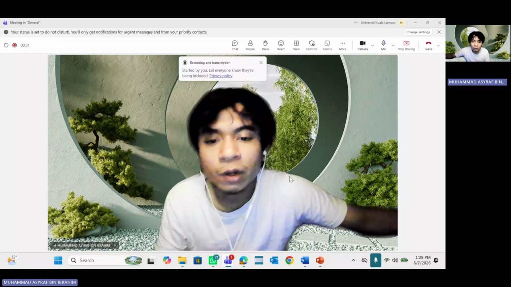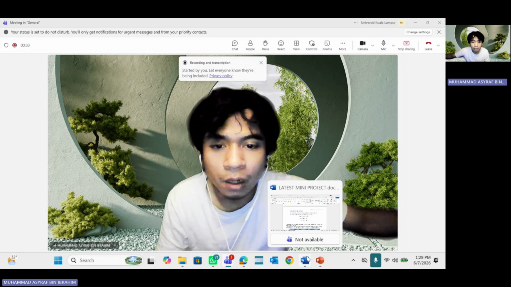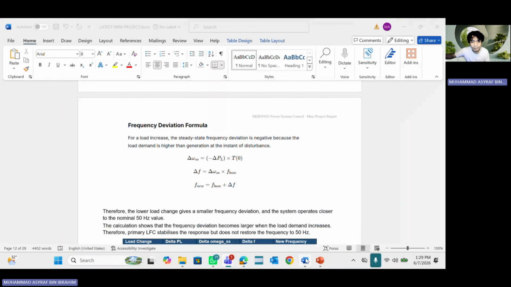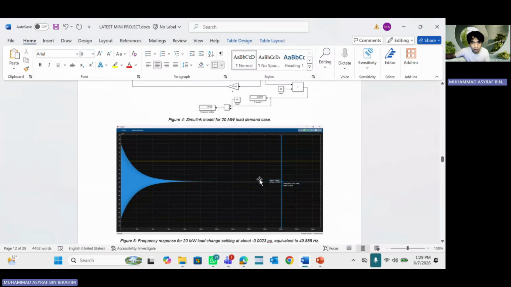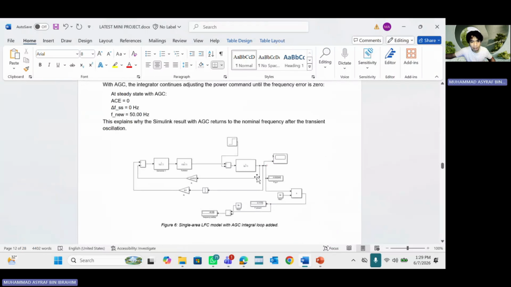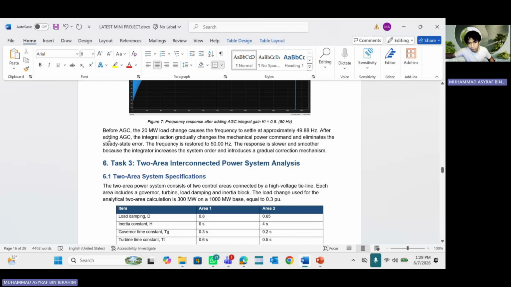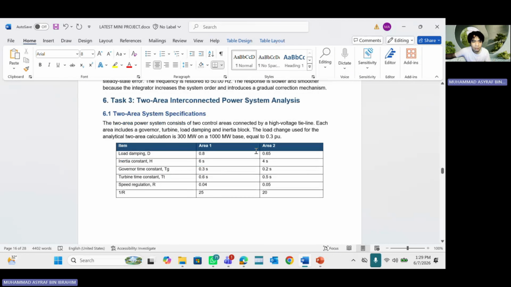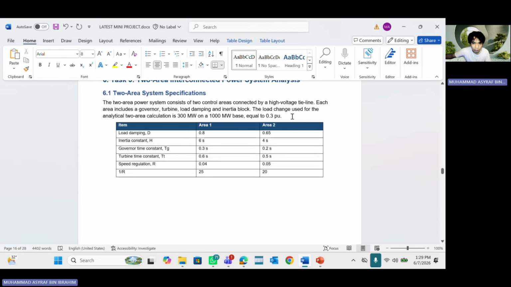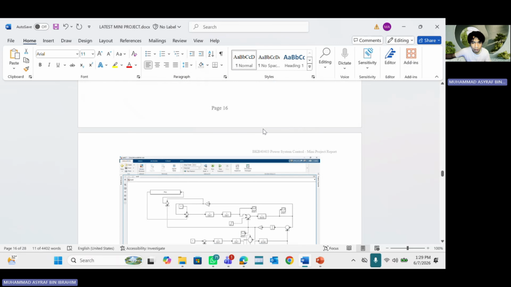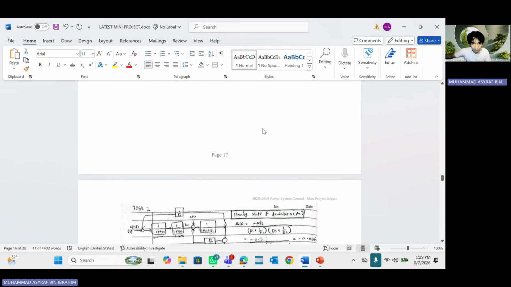Now I will continue to present for task B, double area. It's under chapter 6, which is two area interconnected power system analysis for wind turbine. So this is the value we are working with. We have the load change of 300 megawatt over 100 megawatt, which brings us to 0.3 PU.